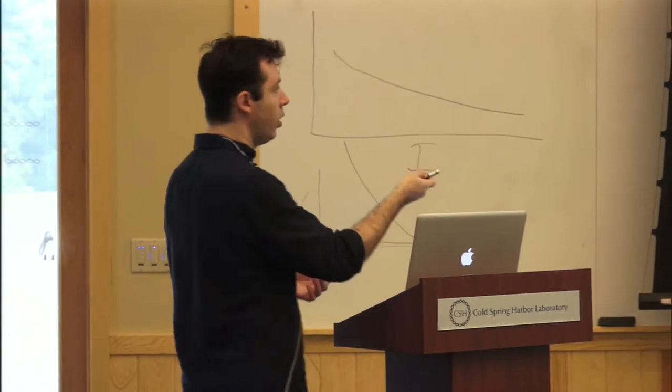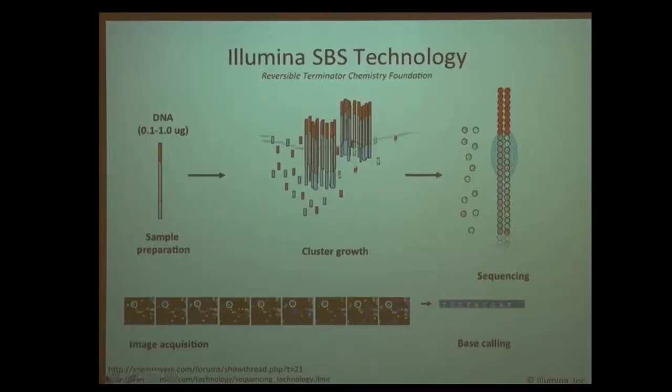And again, the idea is that all of these fragments at the same location are sequenced at the same time. So this fluorescent signal that you're getting from each nucleotide, you're actually getting it from all of the fragments. So you're getting a very strong signal from the cluster. That's really the key aspect of Illumina sequencing.